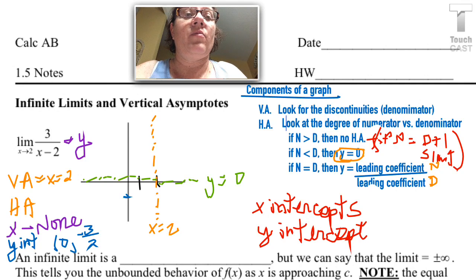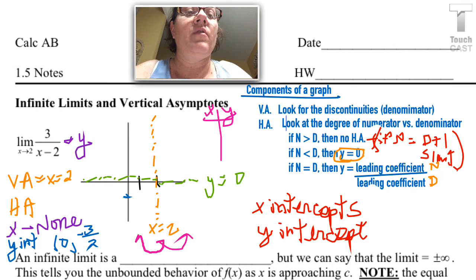And then I'm actually ready to draw a graph. I usually have students make a little tiny mini table. And then we'll test a number to the right of the vertical and to the left of the vertical. So I would try x equals 3 for the right and x equals 1 for the left. If I plug in 3 for x, I'll have 1 in the denominator, so that'll make my y value 3. And if I plug in 1 for x, I'll have negative 1 in the denominator, which makes my y value negative 3. And so then I know which section my curve is in.